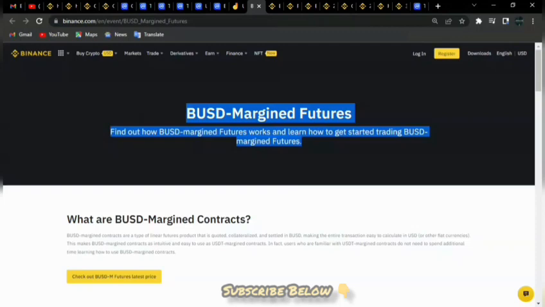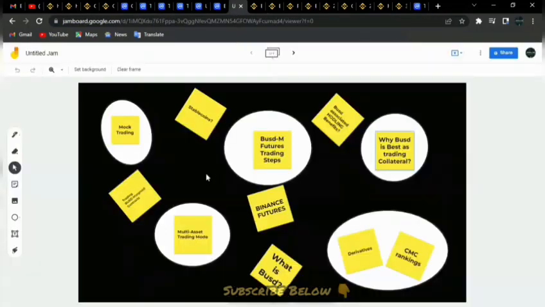I'm going to show you a breakdown of the BUSD margin futures contract. In this tutorial, you've not missed anything. This is a basic overview of what we'll be covering here. I'm going to look into mock trading, stable coins, BUSD margin trading futures, multi-asset mode. So there are a lot of concepts. I'm going to try as much as possible to let you understand how to go about this stuff.